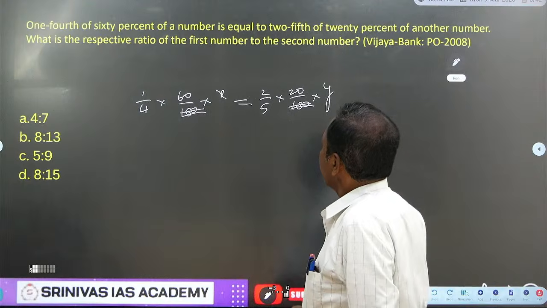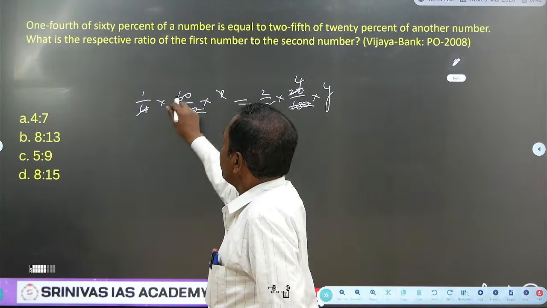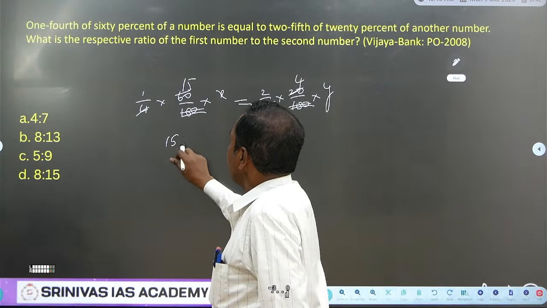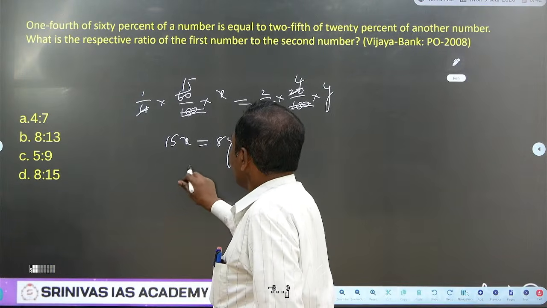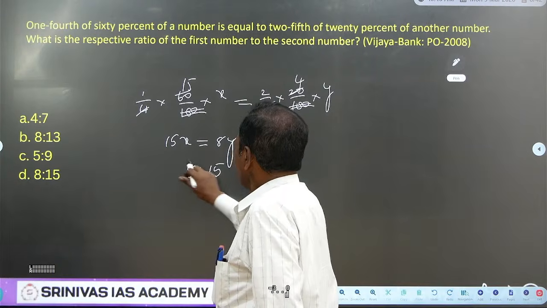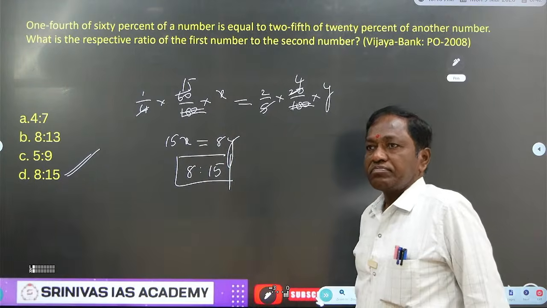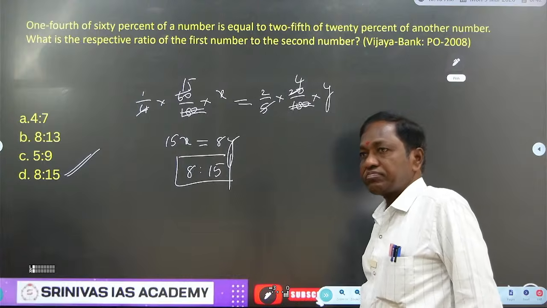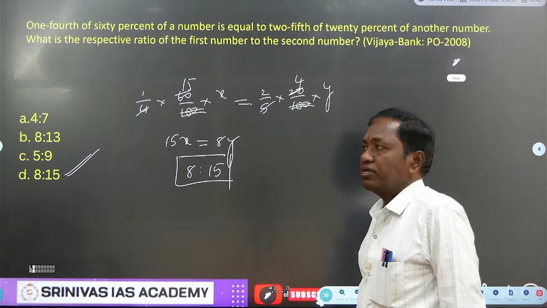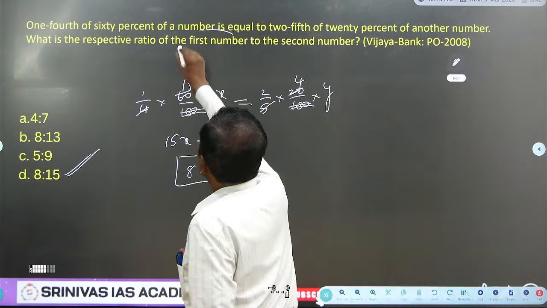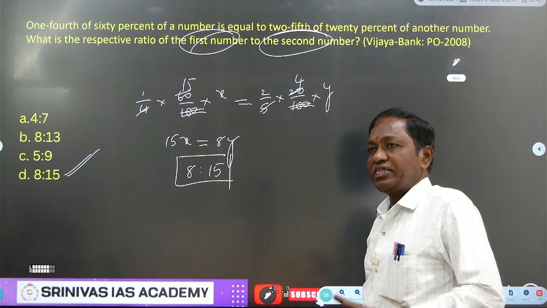Now that's all. Okay, now we can see this 5, 4, and now this 4 is a 15. It means what? 15x equals 8y. Now what will happen? 8 is to 15. 8 is to 15, option D. Right? Do you see the option there? Correct option, no? Right. Now it's very clear, no? Because the ratio of the first number to the second number, let x be in the same position.